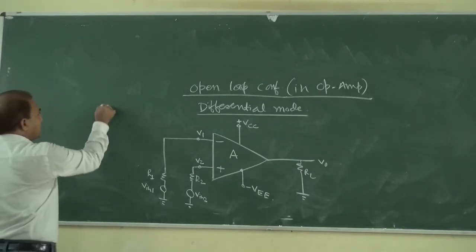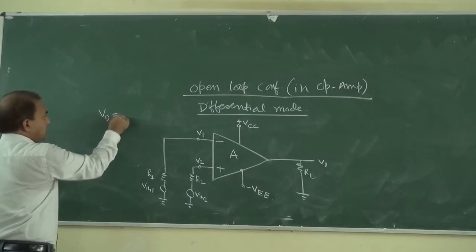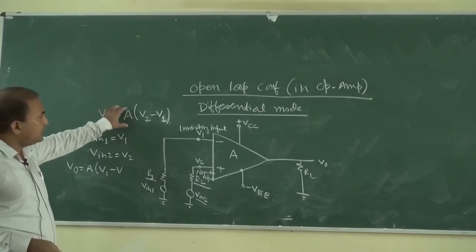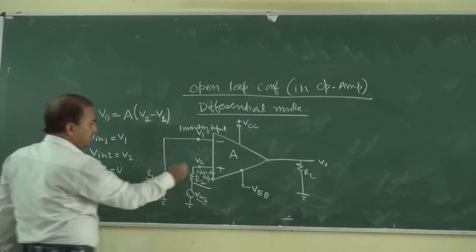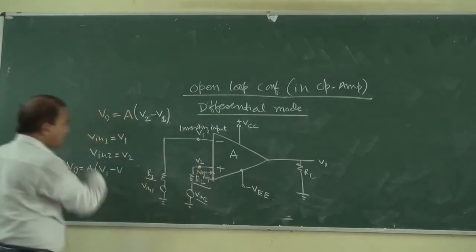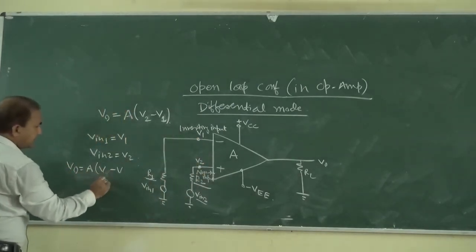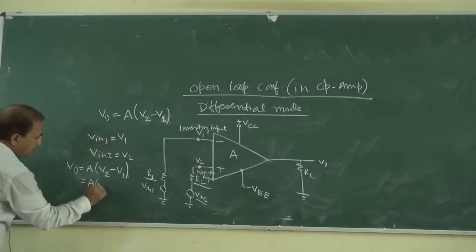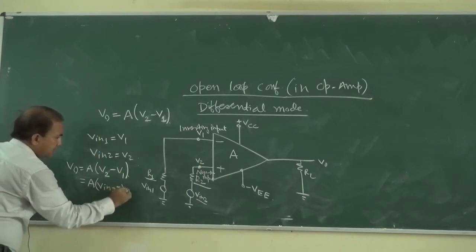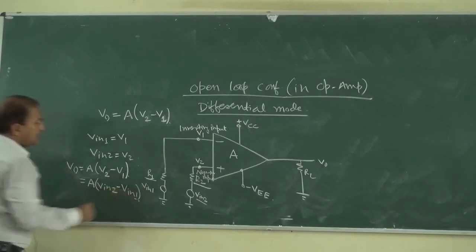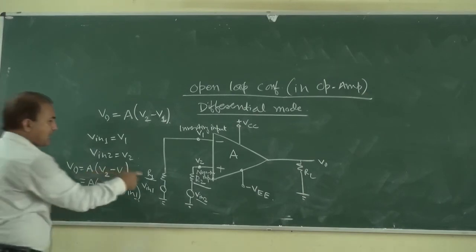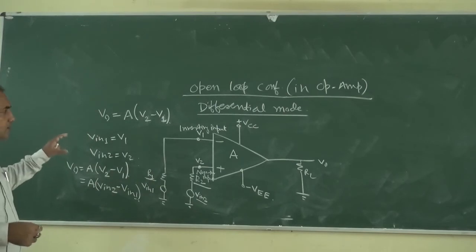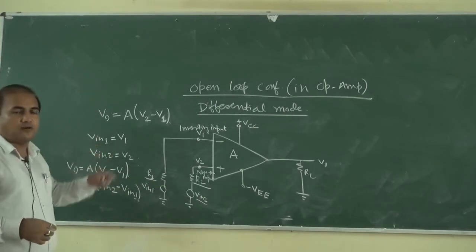So how can we express V output? V output is equal to A into V2 minus V1, so it is equal to A times Vin2 minus Vin1. We can write it like this because R1 and R2 both are equal to 0. So this is the expression of V output in case of differential mode.